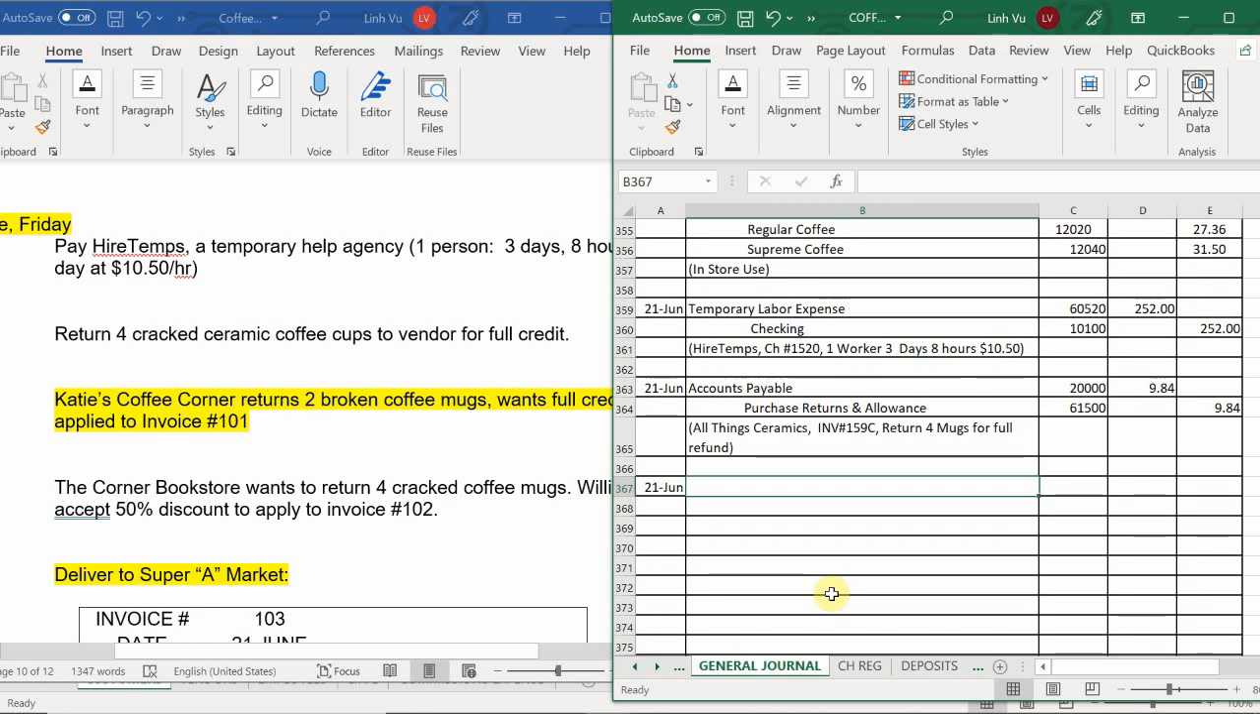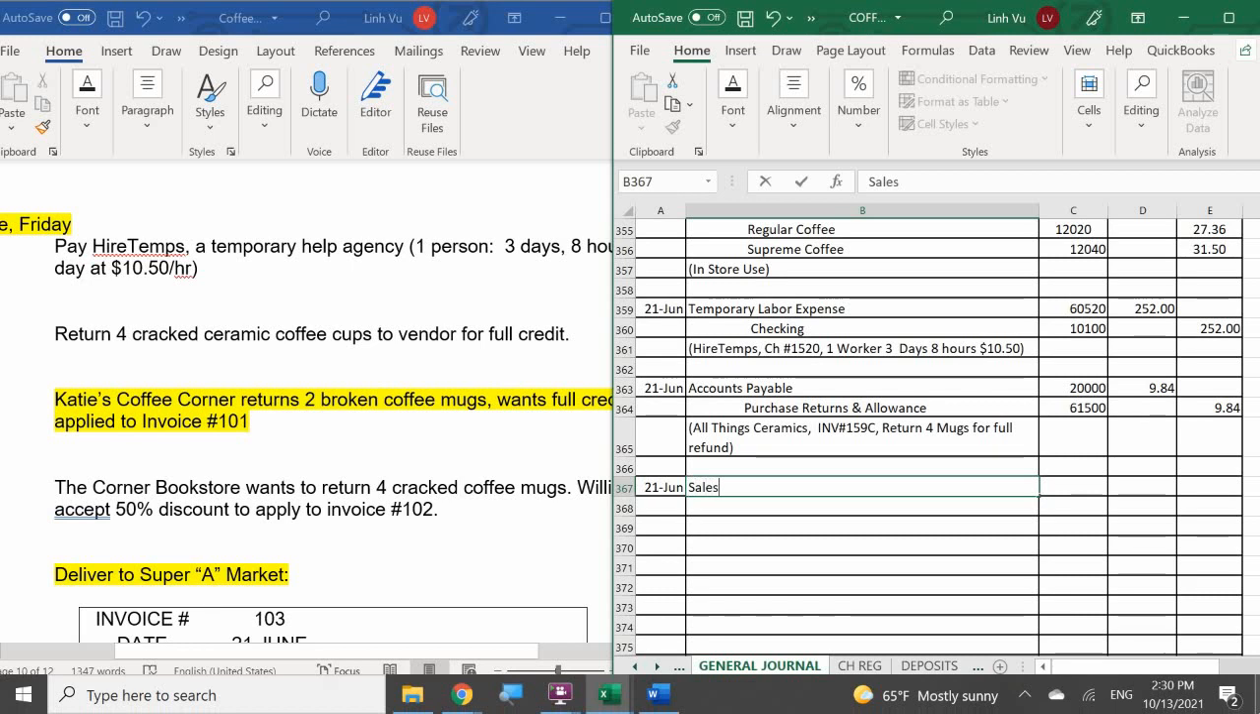Now, how should the order of the journal work, right? Are we increasing sales or decreasing sales? What is sales returns and allowance? Sales is a revenue, is income. Yes, but what is sales returns and allowance? It's a contra account, right? So where should that be, debit or credit? It's supposed to be credit normally, but we're going to debit because they return.